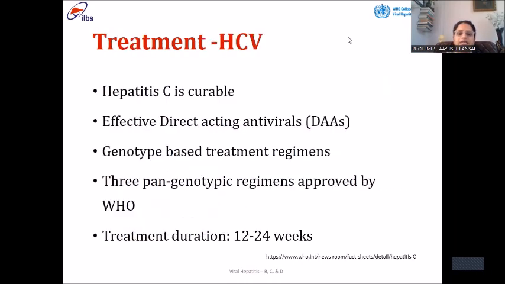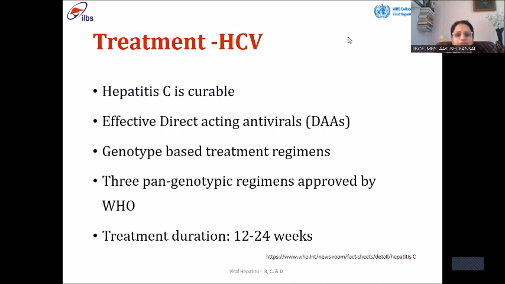Treatment of hepatitis C virus. The good thing with hepatitis C is it is curable. We have effective direct acting antivirals. We have a good antiviral range, according to international guidelines, that can treat hepatitis C very well.